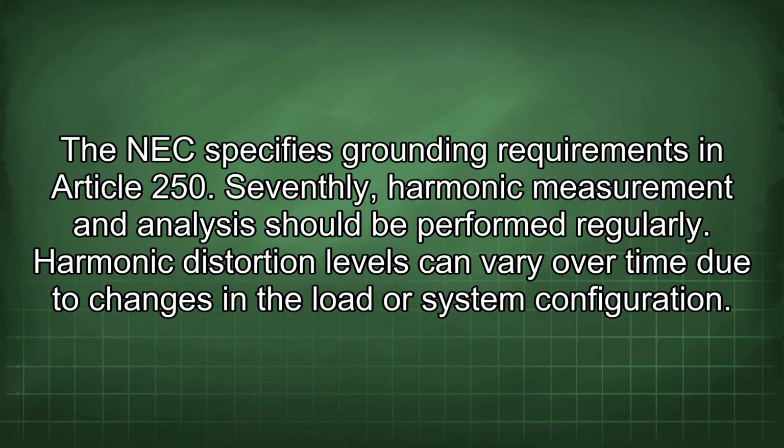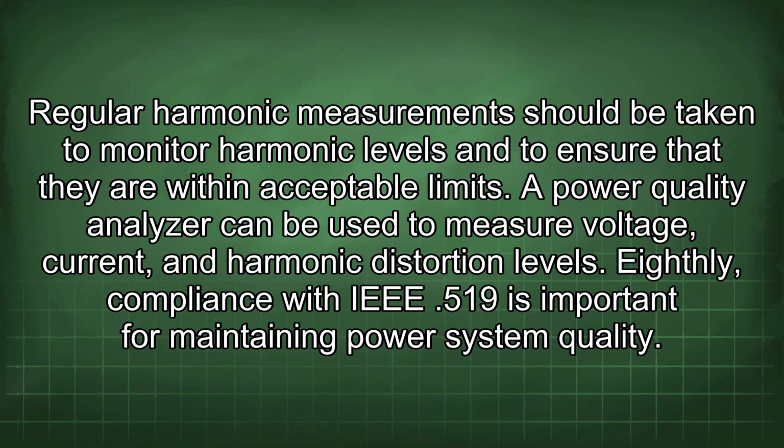Seventhly, harmonic measurement and analysis should be performed regularly. Harmonic distortion levels can vary over time due to changes in a load or system configuration. Regular harmonic measurements should be taken to monitor harmonic levels and to ensure that they are within acceptable limits. A power quality analyzer can be used to measure voltage, current, and harmonic distortion levels.